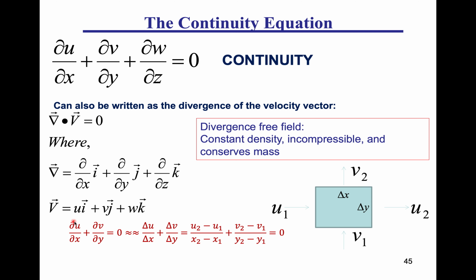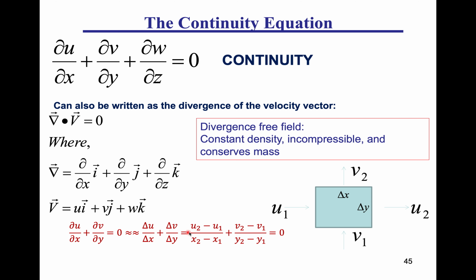So we write the continuity equation to be partial u by partial x plus partial v by partial y is 0. And then the partial is just a delta. So delta u over delta x, we can approximate as delta u divided by delta x, and delta v divided by delta y, which, if you do delta u, is u2 minus u1 for our cube over here, divided by x2 minus x1, plus v2 minus v1 divided by delta y is equal to 0. So what does that mean?